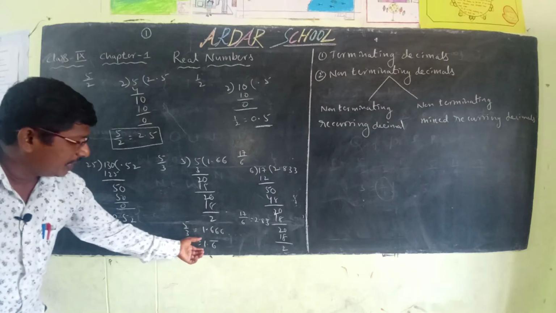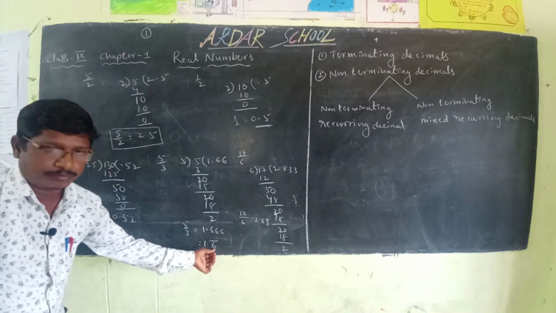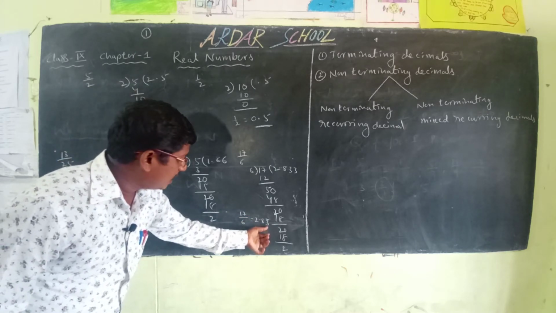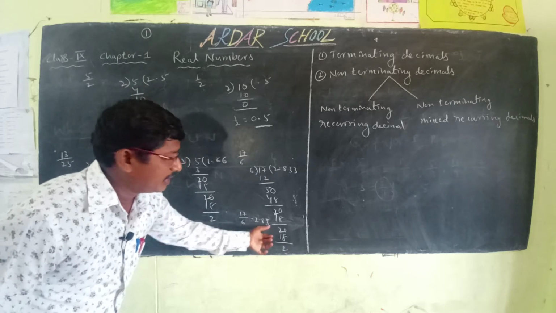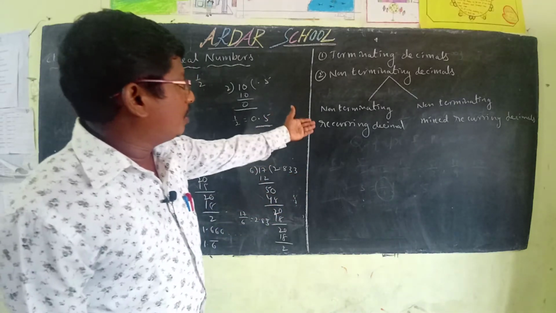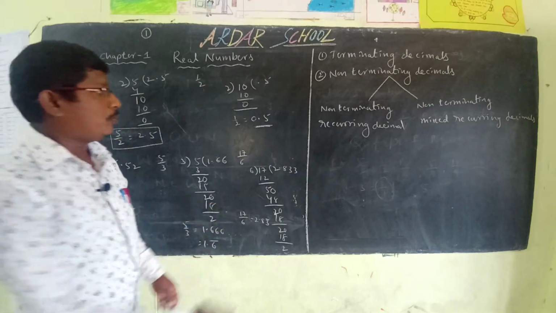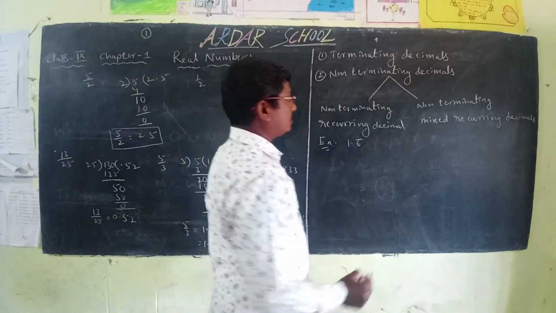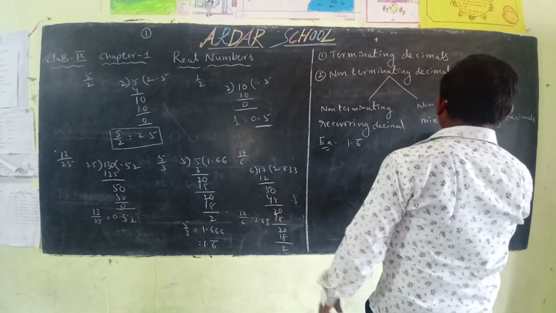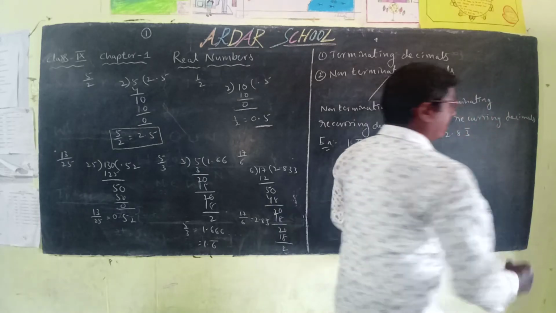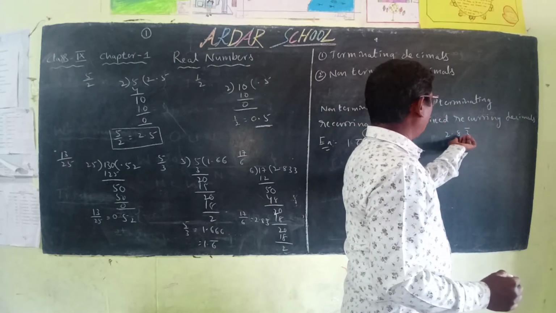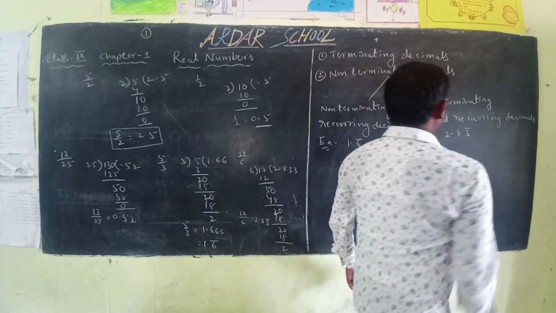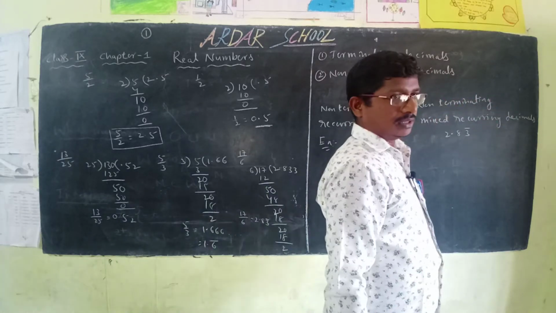This is a non-terminating recurring decimal. Here the recurring digit is 6. Next, here 2.83 bar, so here 3 is the recurring digit. So this is a mixed recurring decimal. An example of a non-terminating recurring decimal is 1.6 bar. A non-terminating mixed recurring decimal is 2.83 bar. Here it mixes a non-recurring part and a recurring part. So 2.83 bar is a non-terminating mixed recurring decimal.